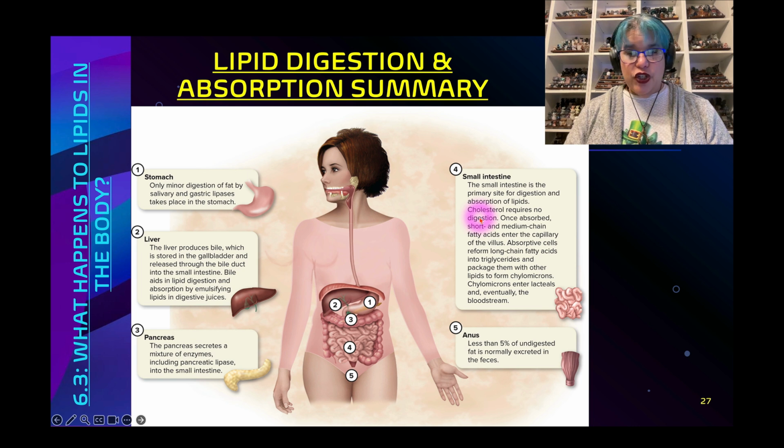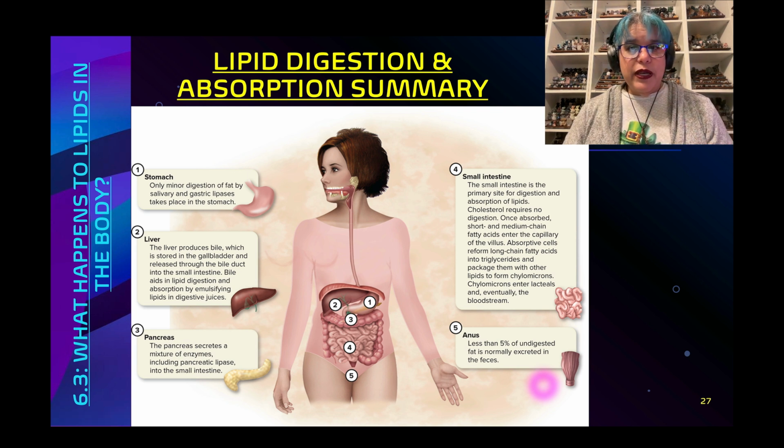Cholesterol requires no digestion, like I said before, but once it's absorbed, short and medium chain fatty acids enter the capillary via the villus. The absorptive cells reform those long chain fatty acids into triglycerides and package them into chylomicrons that enter the lacteals, and eventually through that detoured route will enter the bloodstream. By the time that we get to the anus, there's less than 5% of undigested fat that will be excreted.